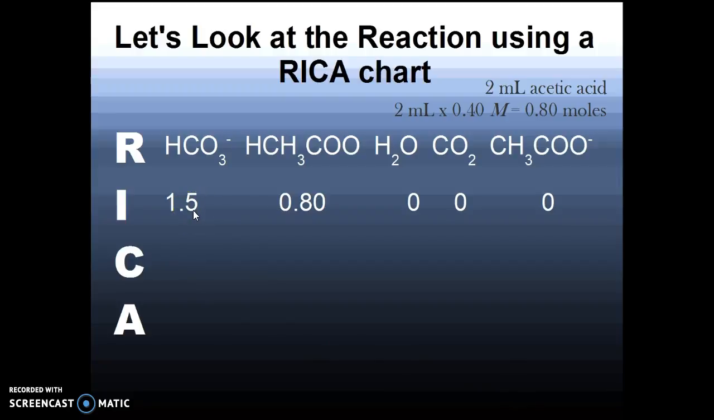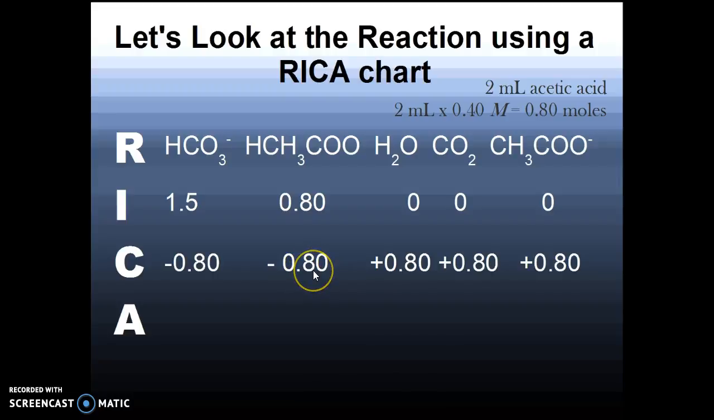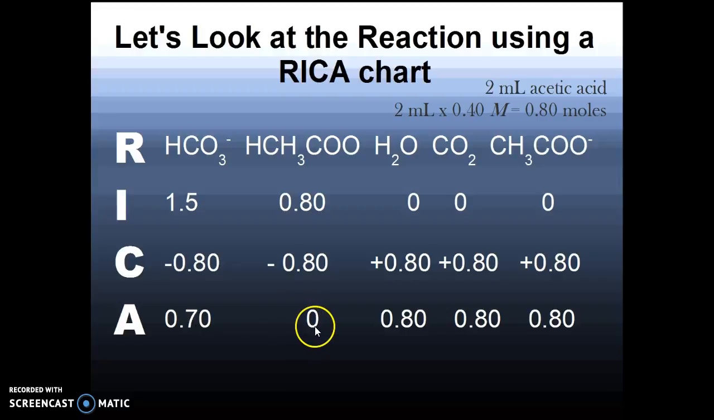Well, we still have 1.5 millimoles of sodium hydrogen carbonate, but now we react that with 0.8 millimoles of the acetic acid. Of course, there is none of the product to begin with. The change? Well, now we have 0.8 millimoles of the acetic acid, so we can react that with 0.8 millimoles of the sodium hydrogen carbonate and produce 0.8 millimoles of all the products. We do the additions and subtractions, and we see we now have 0.7 millimoles of the hydrogen carbonate ion left. The acetic acid is exhausted, and we now have 0.8 of the products. We are still in a position where the hydrogen carbonate is in excess and the acetic acid is limiting.